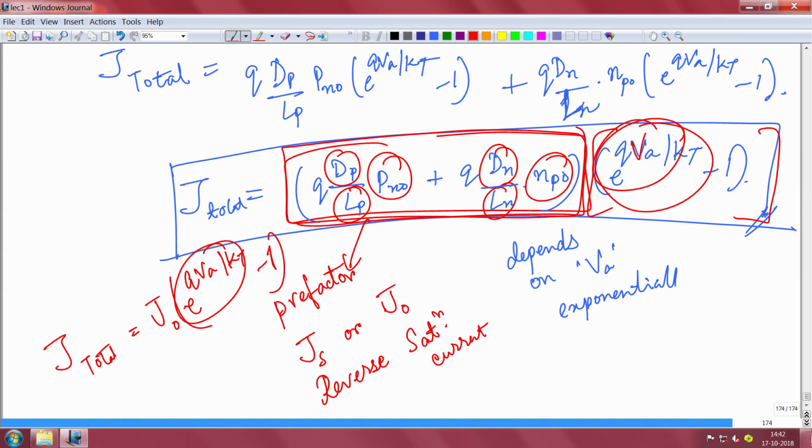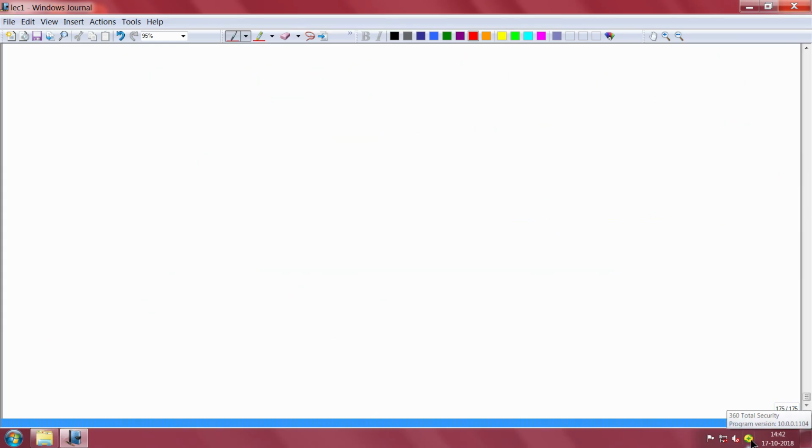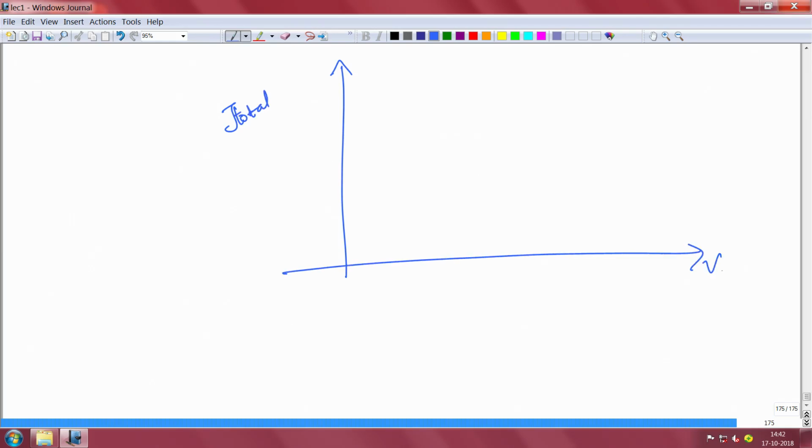So, what I am trying to say is that if I plot J total versus V_A, the applied voltage, look at the formula: J total is equal to J naught times e to the power qV_A by kT minus 1. If your V_A is 0, then e to the power 0 is 1, 1 minus 1 is 0, so it will be 0. So, at 0 volt there is no current, which makes sense.